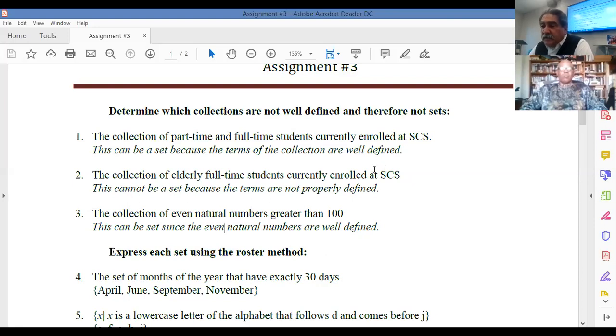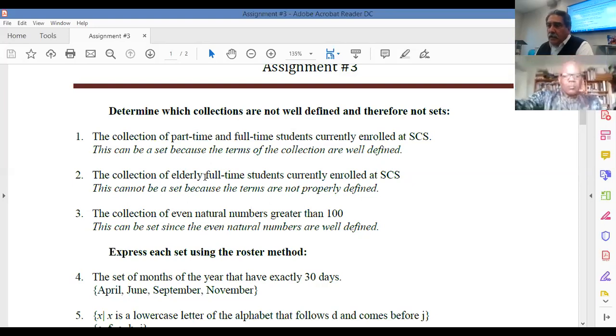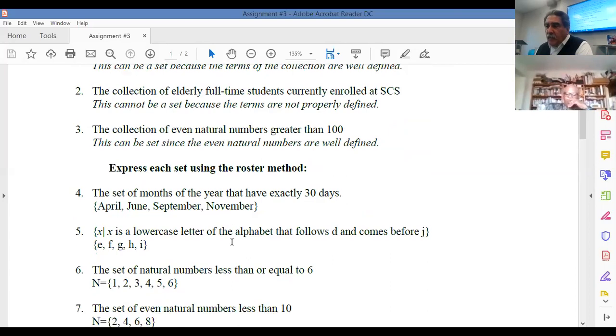And this can be a set also because even natural numbers are well defined and there's a boundary, greater than 100, going to infinity. So among these 3, only number 2 is not a set because the term elderly is not well defined. Okay? Now let's go to question number 4. It says express each set using the roster method.